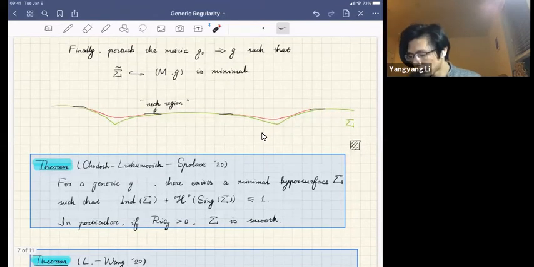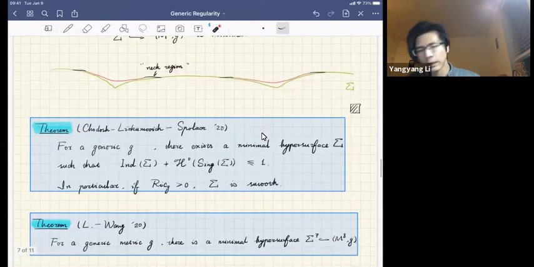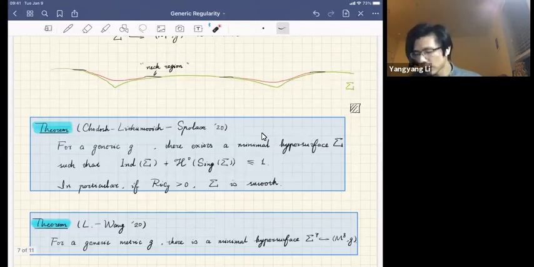And more recently, Zhihan Wang and I proved that the result by Chodosh, Mantoulidis, and Bellettini could be generalized to arbitrary dimension. We don't need to assume that the Ricci curvature is positive. For a generic metric, the ambient manifold would always admit a smooth minimal hypersurface.